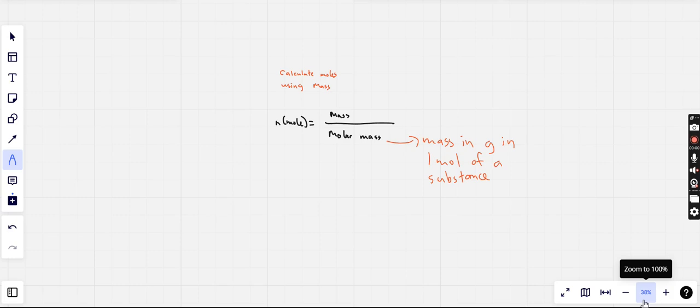Welcome to the next part of mole concept. So today I'll be going through with you guys on how to calculate moles using math.